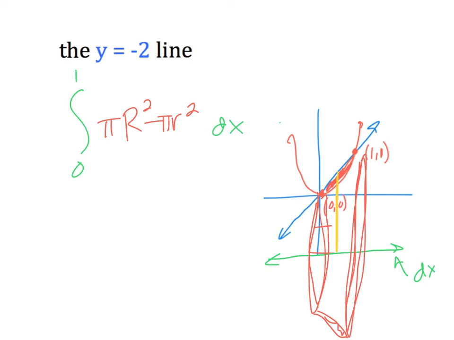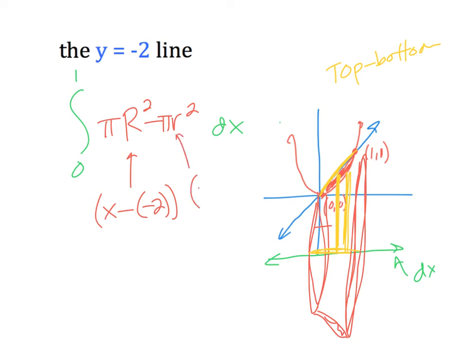And it looks like it's going to be the distance from the y equals x line to the y equals -2 line. And so remember, when you're doing vertical distance, we do top minus bottom here. And so the bigger radius looks like it's going to be the y equals x line minus the -2 line. And so you can write that as x plus 2. And then the smaller radius is going to be the distance from the x squared function to the -2 line. So the smaller radius is going to be x squared minus the -2 line.